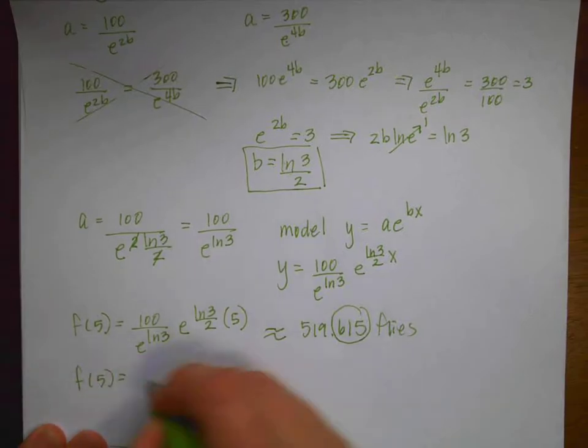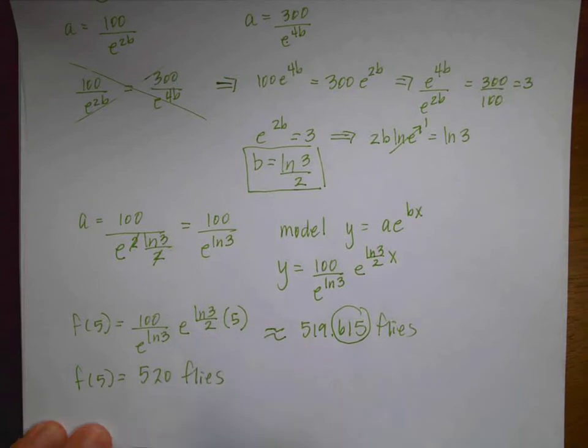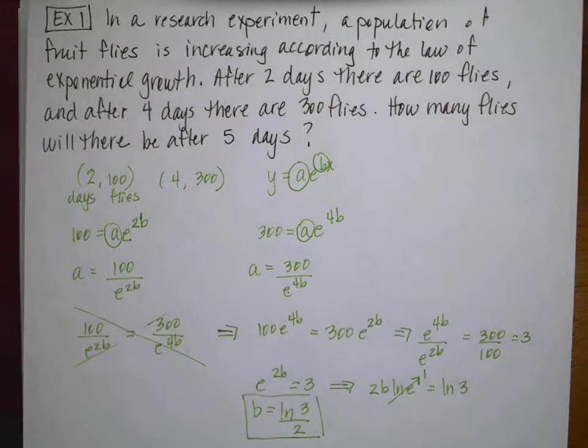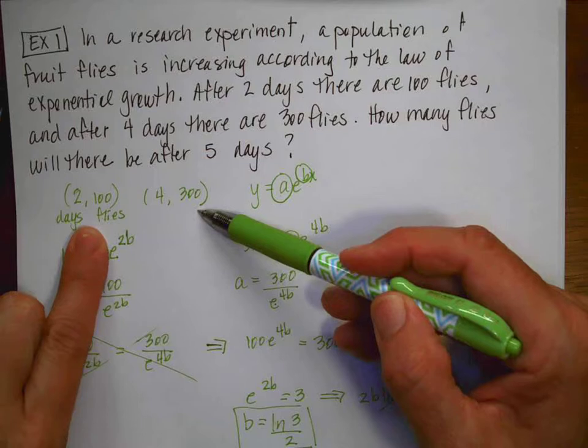So I'm going to round up and say that f of 5 is equal to 520 flies. That's a lot of flies. So it's actually really pretty easy. But let's go back and talk through what we did.